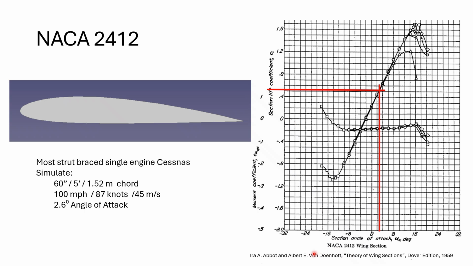Over to the right, we have the wind tunnel data from Theory of Wing Sections by Abbott and von Doenhoff. They collected the data at NACA, and this vertical red line is about our 2.6 degree angle of attack, as close as I can eyeball it. And we come up to our lift curve, and we go across, and we get a lift coefficient of a bit over 0.5, so we can use that kind of number as part of our sanity checks.